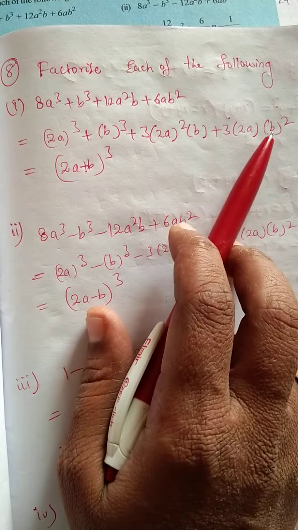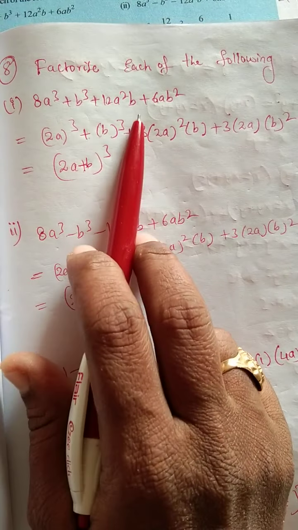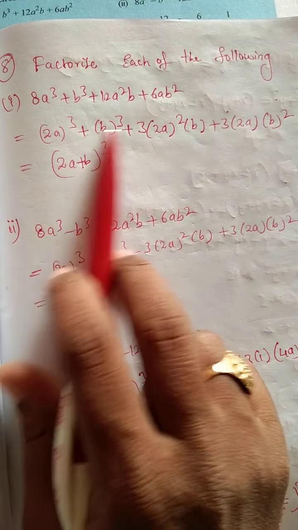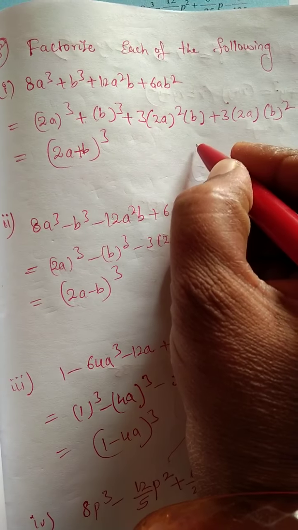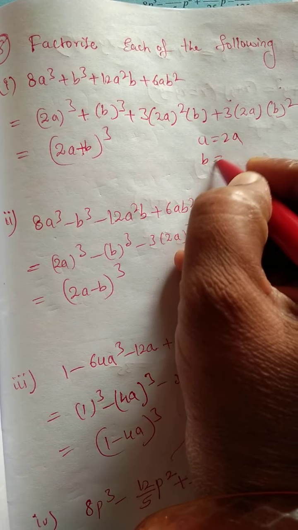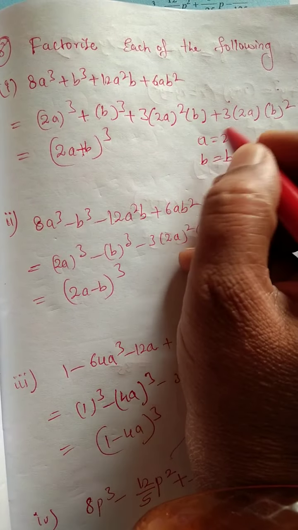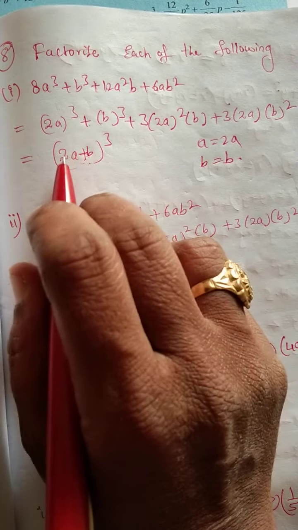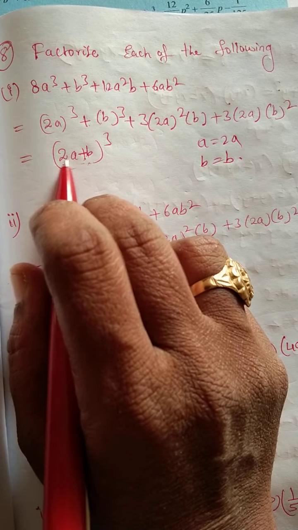So it is in the form of a cube plus b cube plus 3a square b plus 3ab square. In this formula, we should take a is equal to 2a, b is equal to b only. That formula is (a plus b) whole cube. So here it is (2a plus b) whole cube. In this way we can solve that.